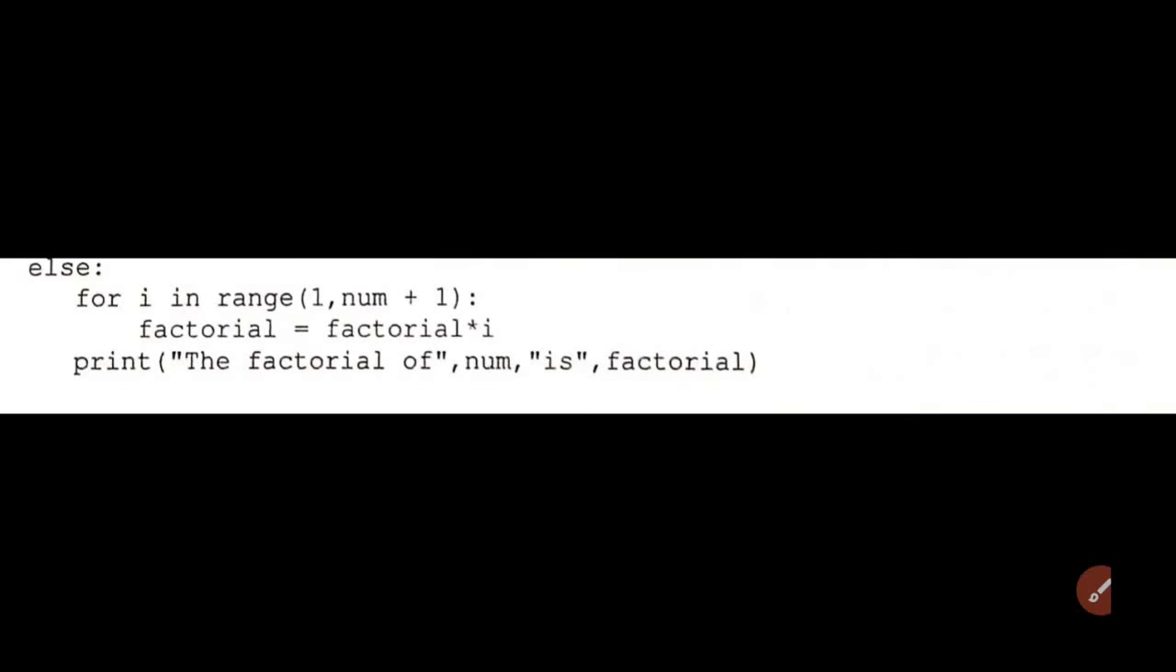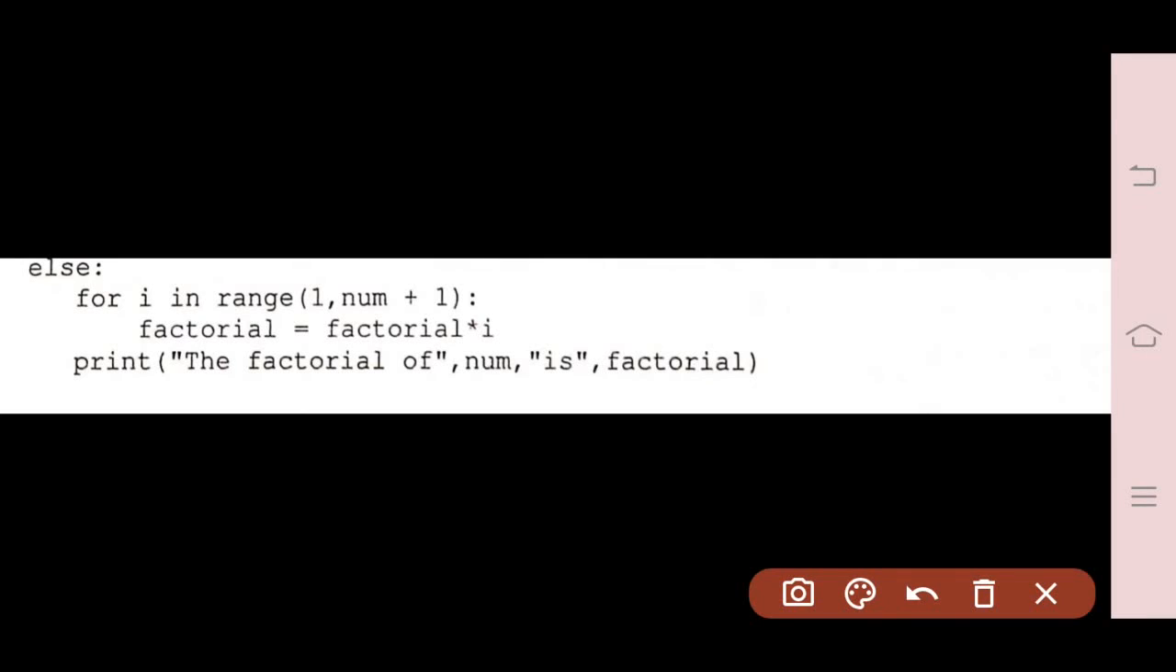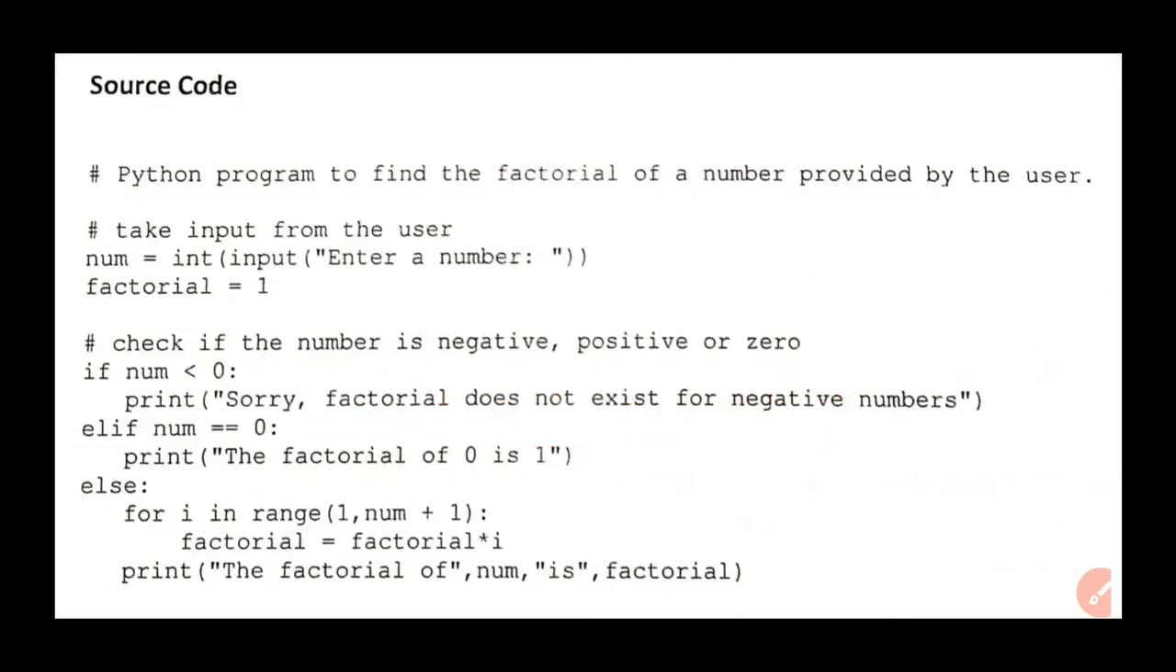Now let's get back to the program. Finally you will have a print statement: the factorial of num. What is num here? The number is 6. So the factorial of 6 is, what is the final value for factorial? It is 720. So this is the whole program for the factorial of a number. We have seen it step by step.